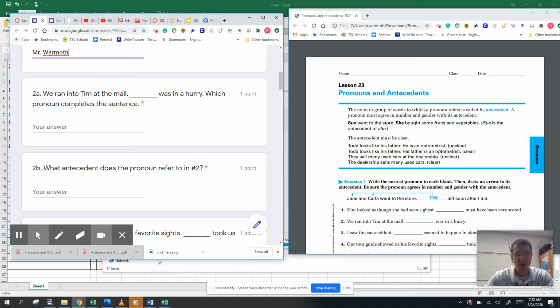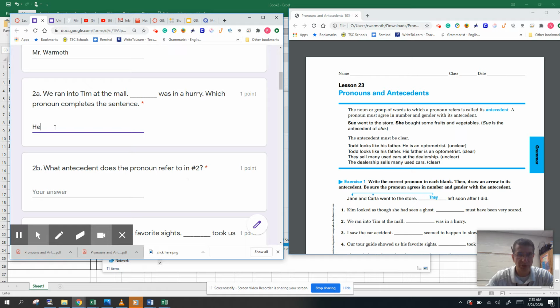2A wants to know what pronoun goes in that sentence, and I put that here, which pronoun completes the sentence. So make sure you read everything. You type your answer here. We ran into Tim at the mall. Blank was in a hurry. Well, Tim's a boy, so we're going to put he was in a hurry. It's case sensitive, which means you have to capitalize the words that begin sentences or capitalize I if I is used. For 2B, the second question, what antecedent does the pronoun refer to in number 2?